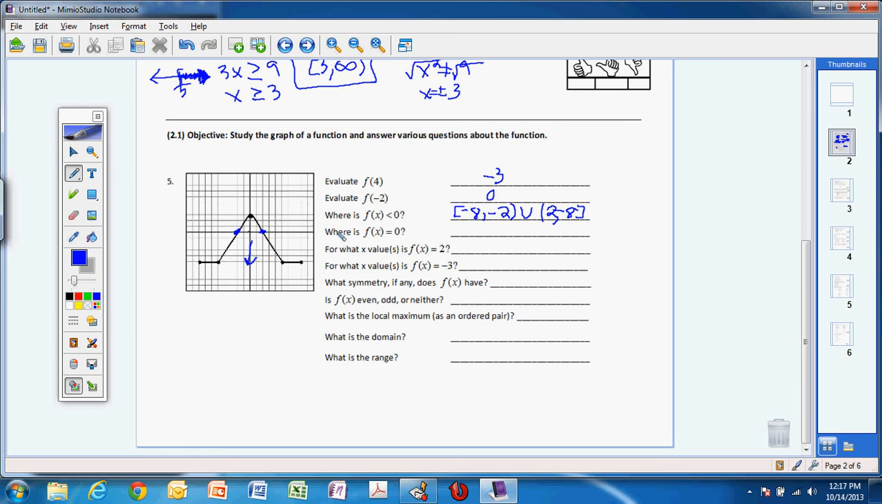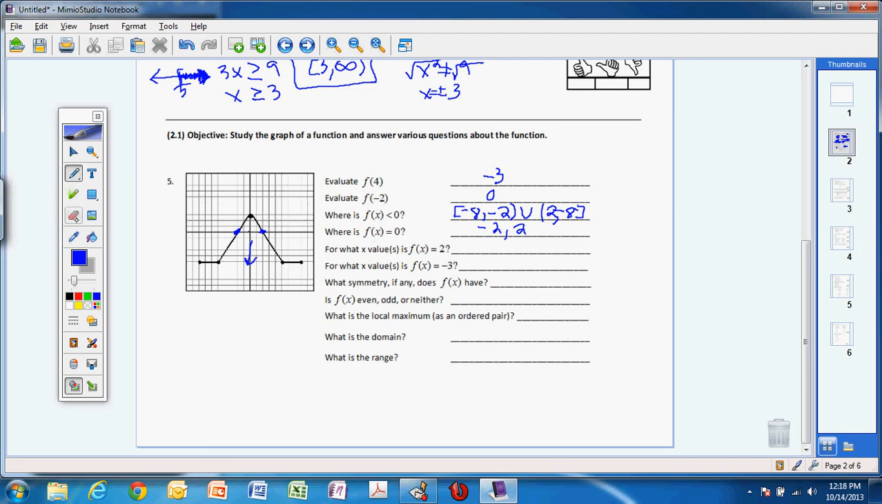Now the next question says, where is f of x equal to 0? So where on my graph is y equal to 0? Well, when y is 0, if it's up here, that's positive, that's my x-axis. So in this case, we're saying when x is negative 2 and when x is 2, we have a y value of 0, because the ordered pair of this is negative 2, 0, and the ordered pair on this one is 2, 0. So when I ask where is f of x equal to 0, it says at what x values.